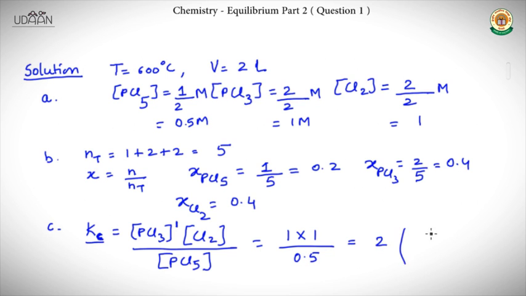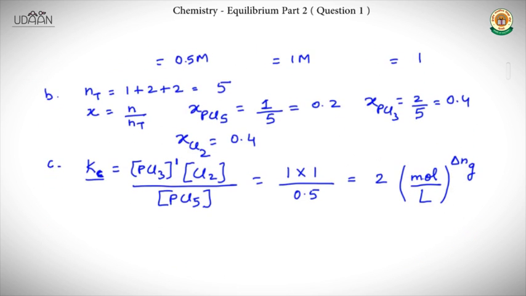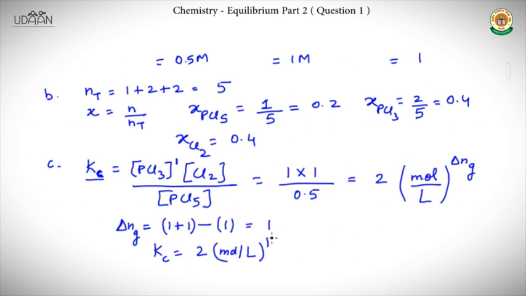And we know that in the theory we went through the units. It is mole per liter raised to the power delta Ng. Let's find out delta Ng. Delta Ng is the gaseous moles in the product, which is 1 plus 1, minus the gaseous moles in the reactants, which is 1. So we get 1. So Kc will be 2 mole per liter raised to the power 1, which is mole per liter.